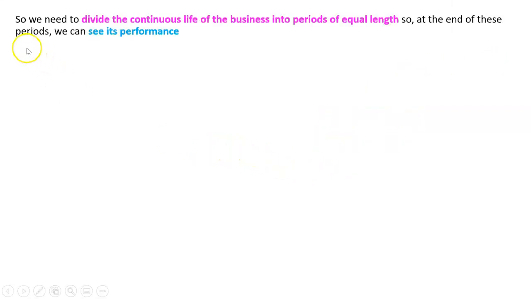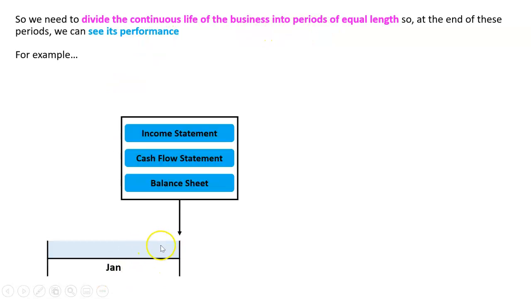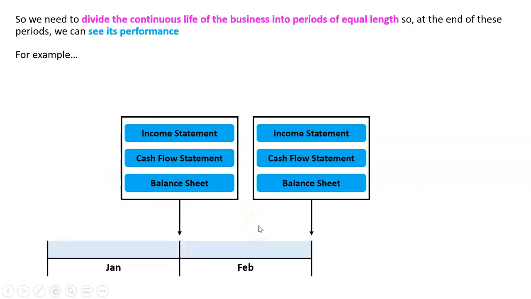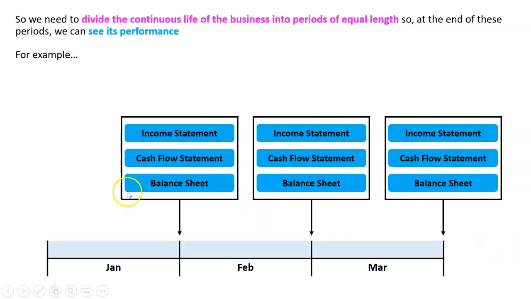So I guess what we're saying is we need to divide the continuous life of the business into periods of equal length. And what we're doing is, let's just say we're doing this for January, and at the end of that, we calculate our income statement, cash flow statement, and balance sheet. Now we're just looking at the balance sheet now, but the point is we're measuring our performance with these 3 reports. Then February happens, we're measuring our performance with these 3 reports. Then March happens, and same. So no matter the period length, we stop, we measure our performance here with these 3 reports.